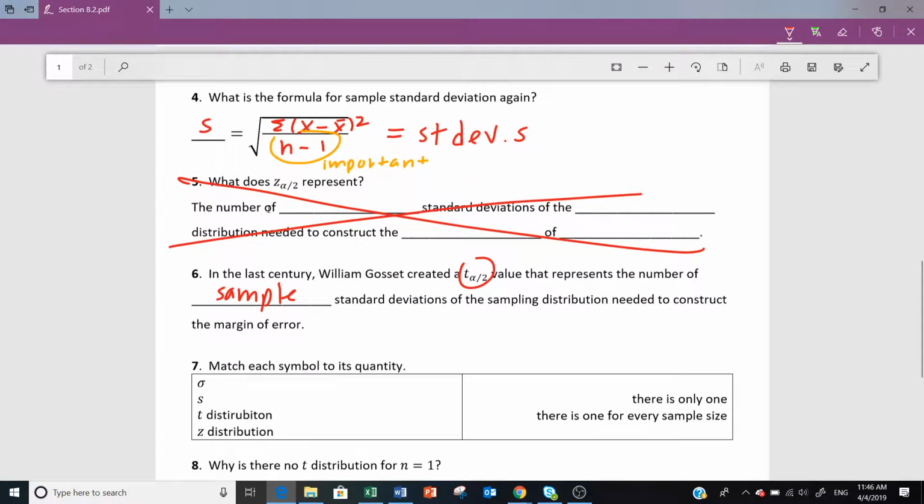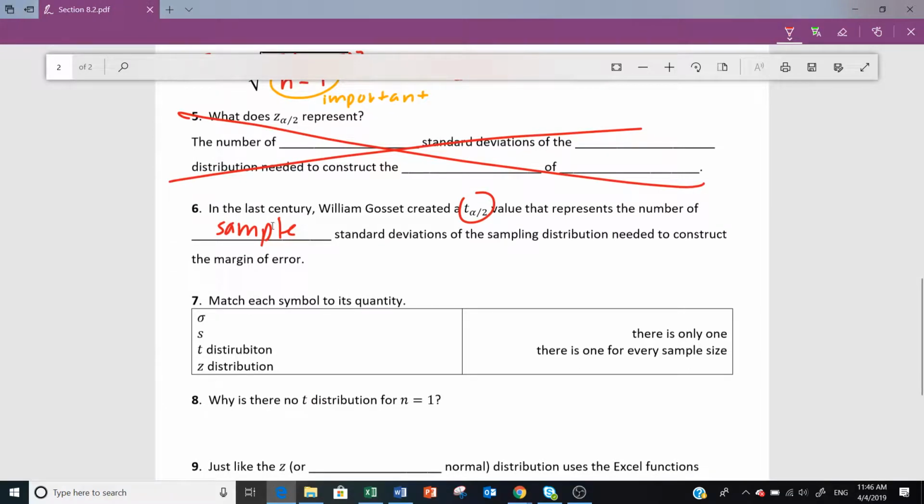In question 5, if you want to know what question 5 represents, it would have just had population here instead of sample. Basically, population standard deviation goes with the Z alpha over 2. And what goes with the T alpha over 2? Sample. Good. So population goes with Z, sample goes with T. That's really the only difference. Very good. So that's probably the highlight of the day, if you want to take notes on that. What goes with the Z? Population standard deviation, and T goes with sample standard deviation.